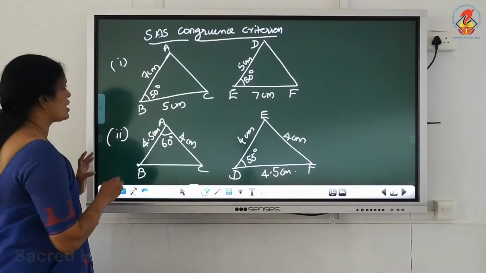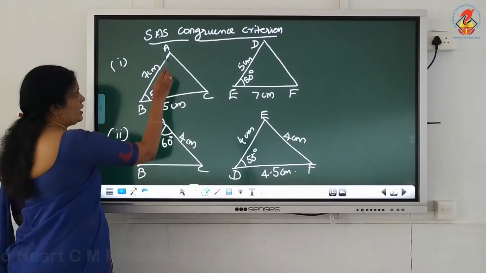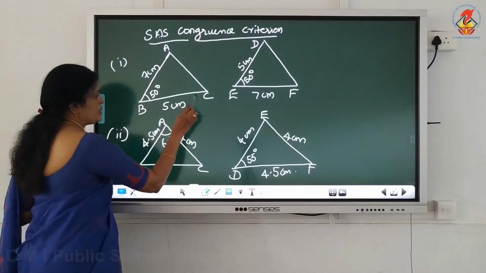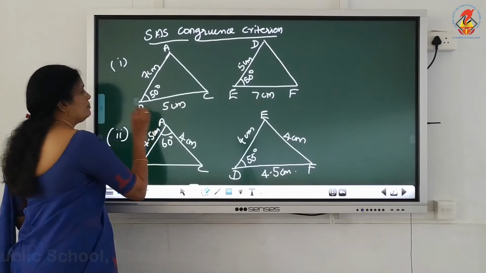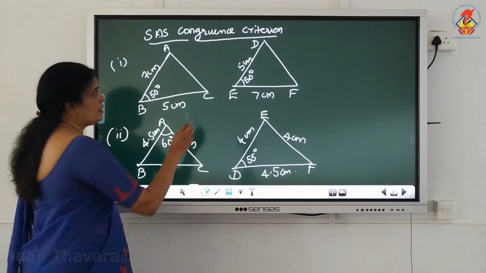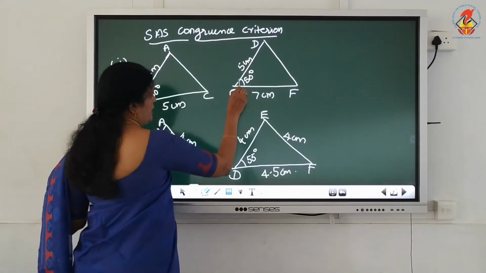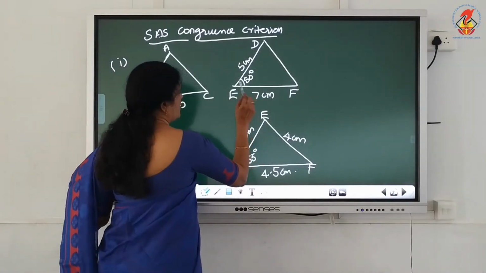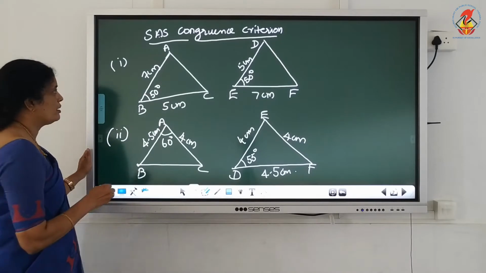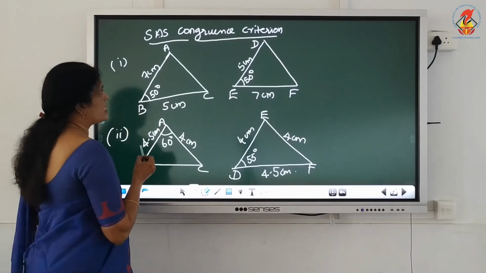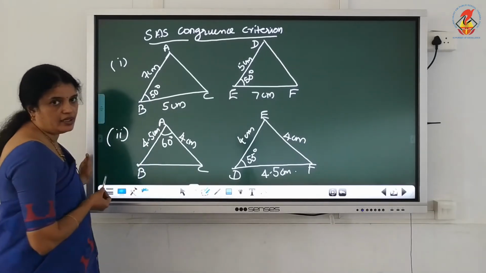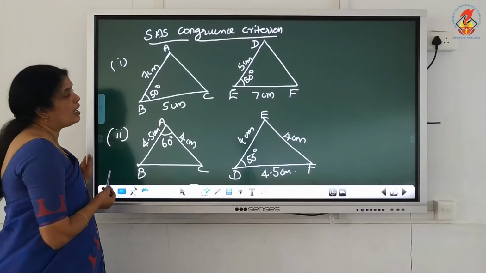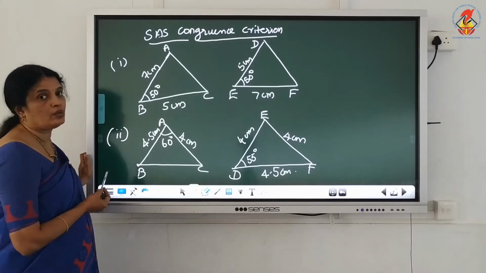For example, triangle ABC: AB equal to 7 centimeter, BC 5 centimeter, angle B 50 degree. Here triangle DEF: DE equal to 5 centimeter, EF 7 centimeter, angle E 50 degree. So how can you say that SAS congruence criteria? The two sides and angle. What type of angle? Included angle.